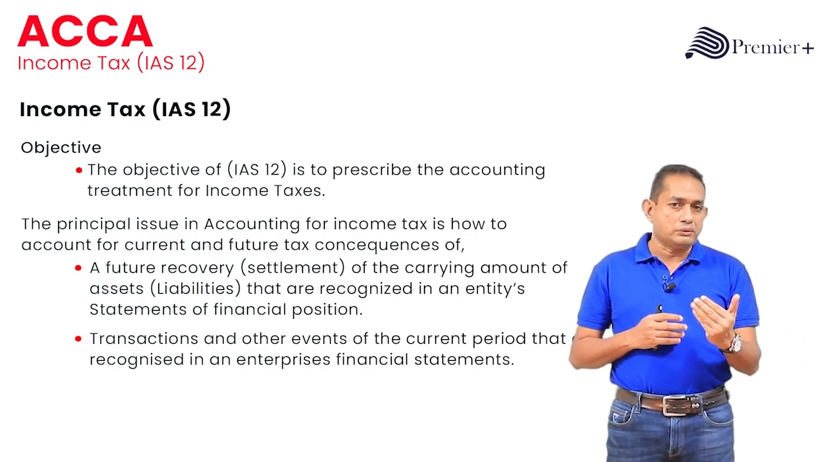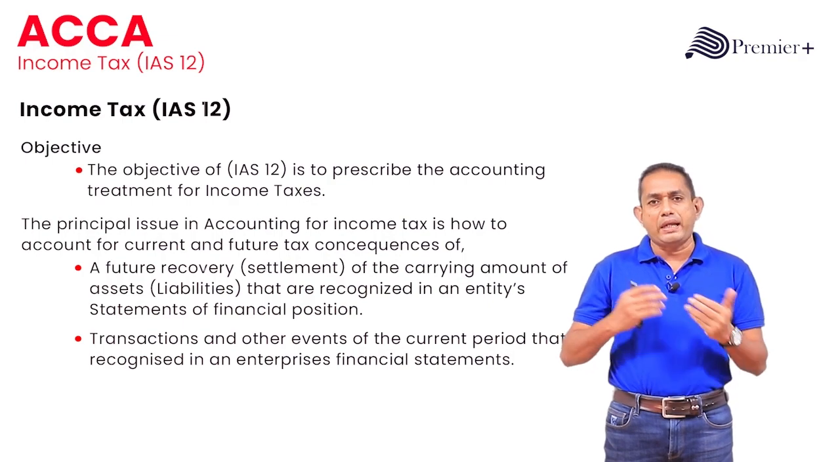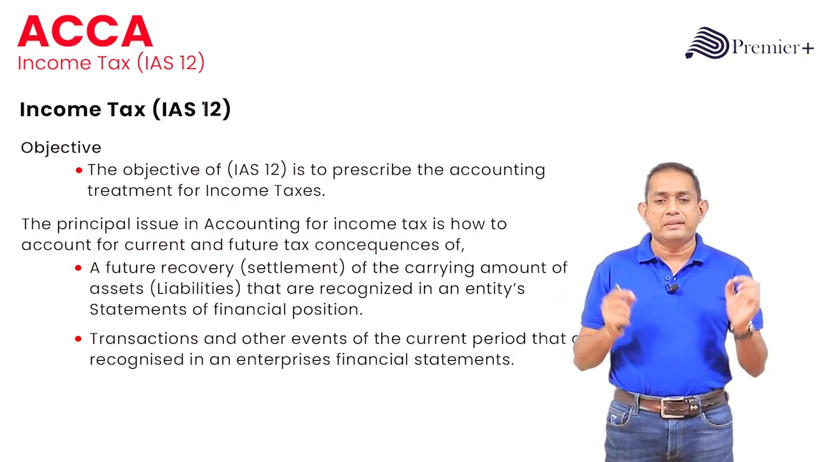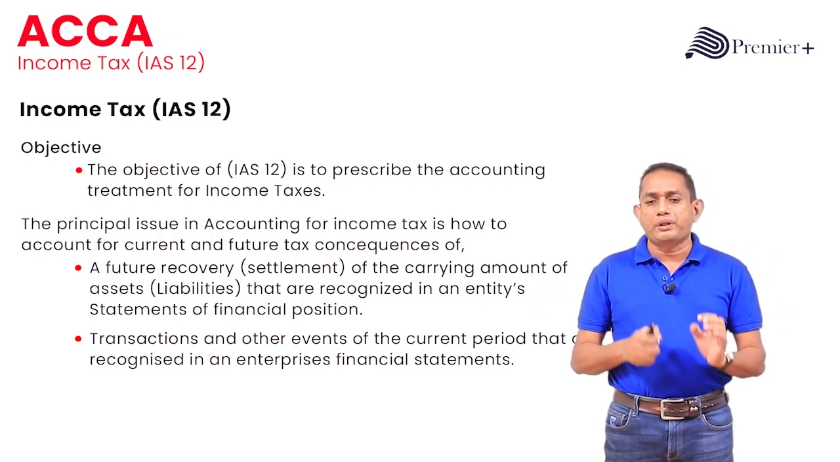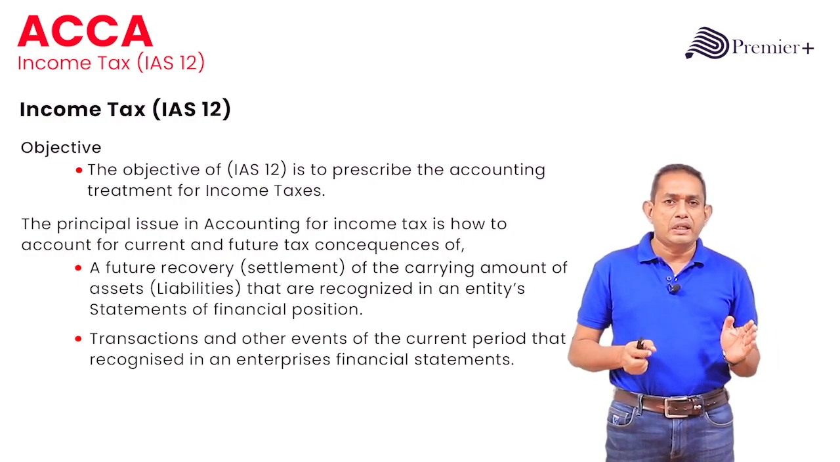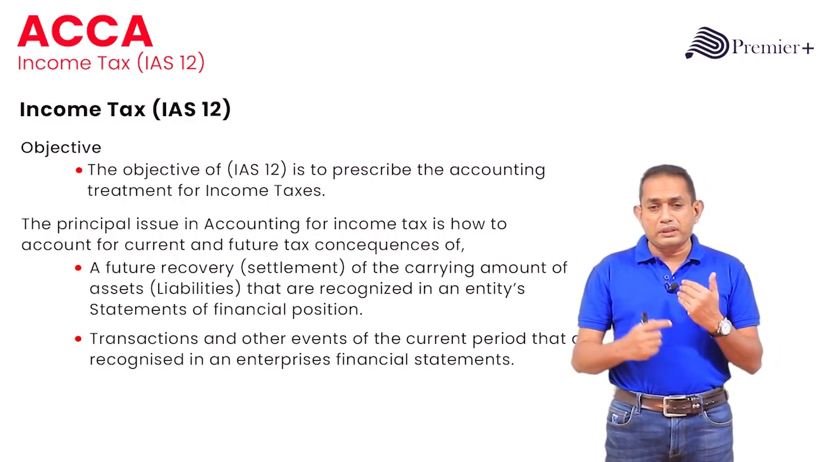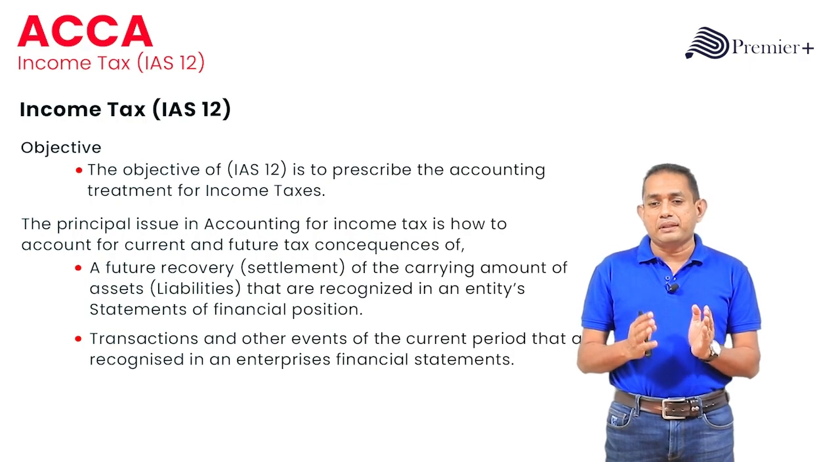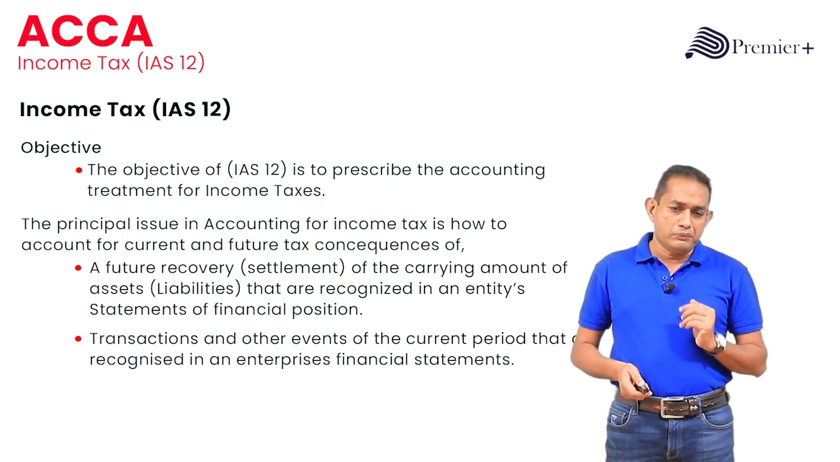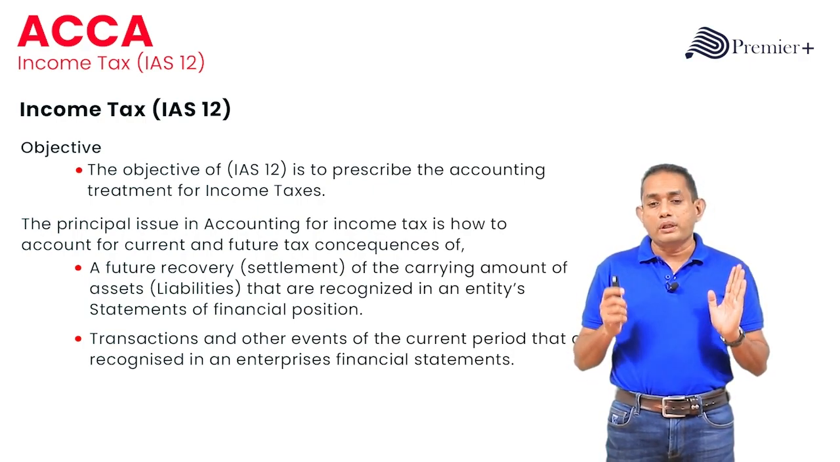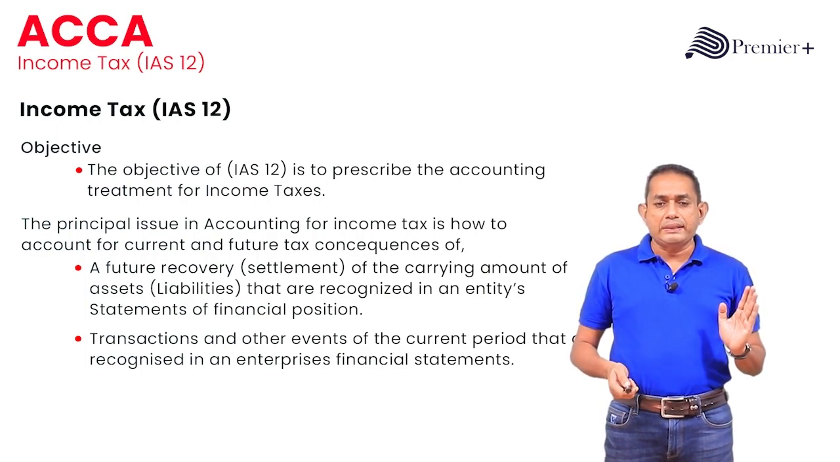We talk about current taxes and deferred taxes, and still that is only in relation to income taxes, and no other taxes are spoken about in this particular discussion of IAS 12. Remember please, that's very important, it's only income taxes. So what does it say?